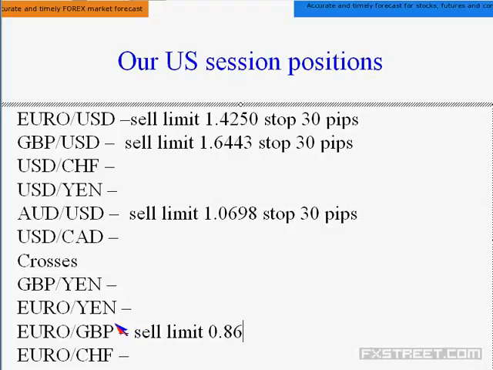So the current level is 0.8659. We'll try to keep 0.8669, and if it is filled, fine. Otherwise, we'll modify and take a market position after about 10 to 15 minutes. Then we'll keep a stop of 50 pips, because in the case of crosses the volatility will be very high. So we'll try to keep the stop of 50 pips.